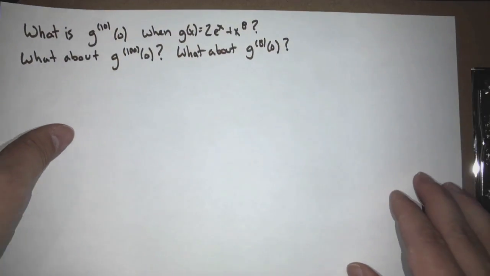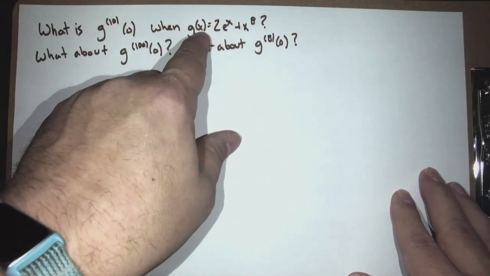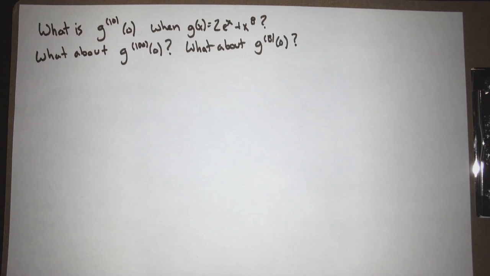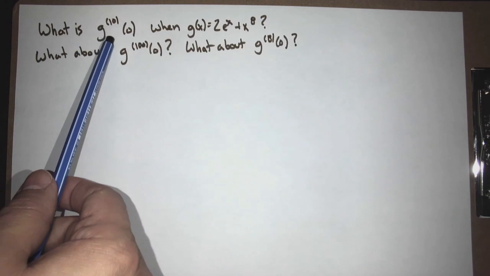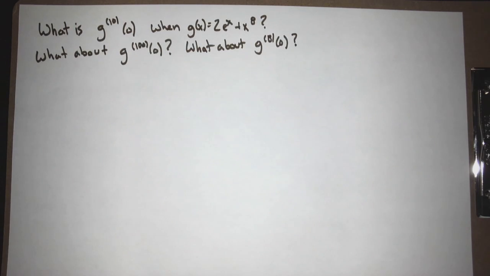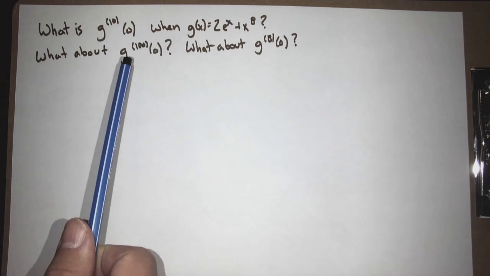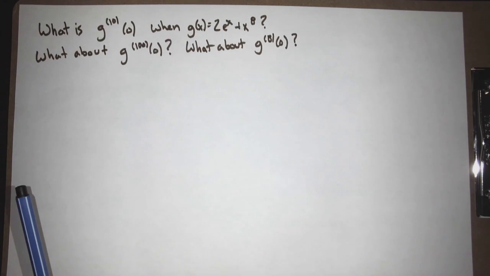Well, let's try this example. Here's a function. G of x is 2e to the power x plus x to the power 8. And it says here we want to take some derivatives. We want to take the 10th derivative of the function evaluated at 0 for this function, 2e to the x plus x to the 8th. Then we'll take the 100th derivative evaluated at 0. And then, just for fun, we'll try the 8th derivative evaluated at 0. Okay, so let's think about what's happening.